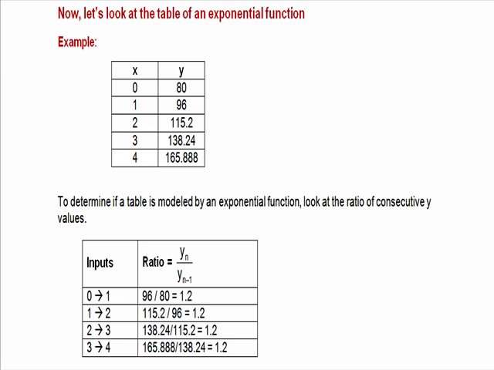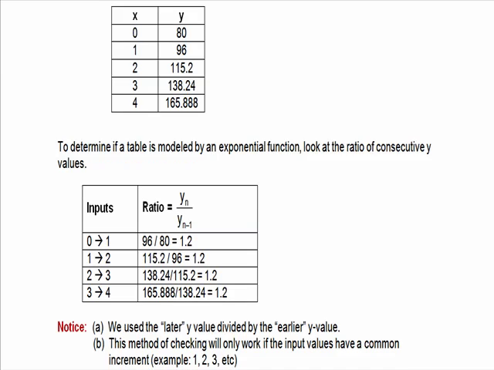To determine if a table is modeled by an exponential function, what we look at here is the ratio of consecutive y values. Now, it is critical that when I look at the input side of things, that there's an equal distance between those inputs. So 0 to 1, 1 to 2, 2 to 3, 3 to 4. I can't compare 0 to 1 with 1 to 3 without doing a little bit of other math. So this process only works if there's an equivalent distance between the inputs.